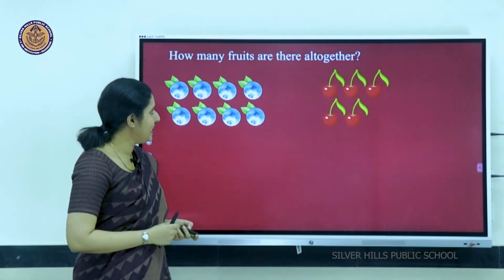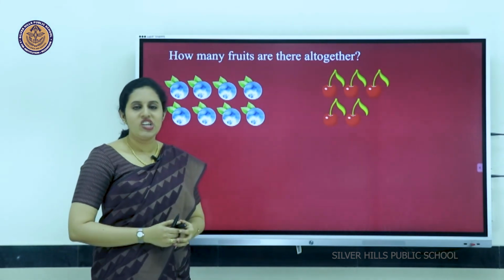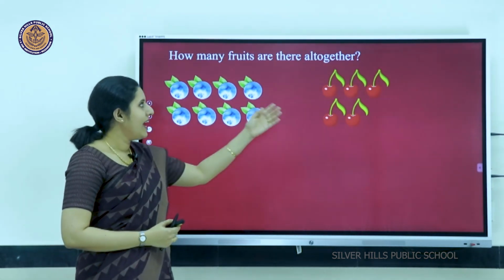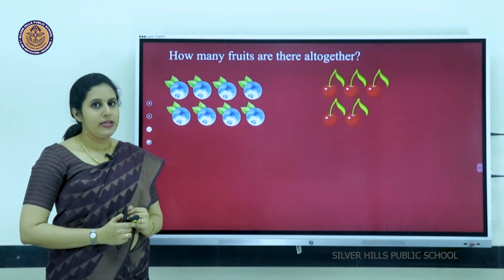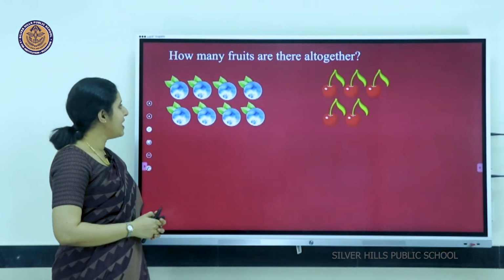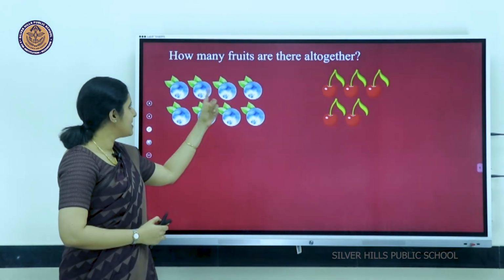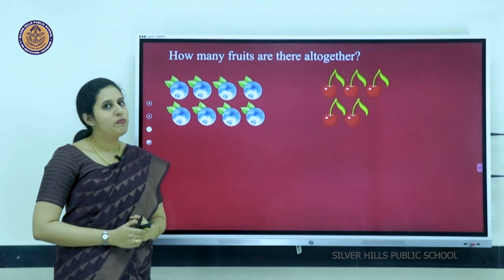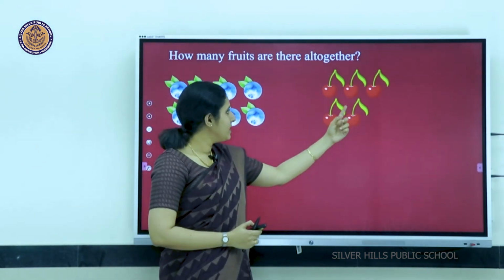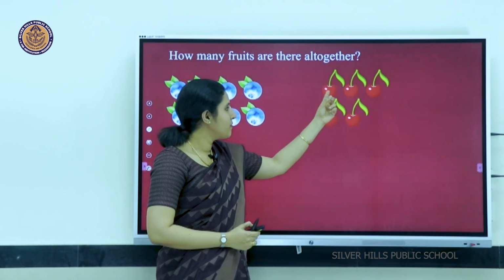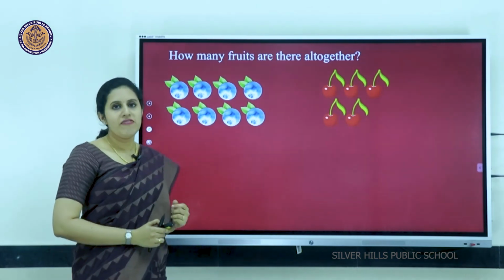As you can see on the screen, these are blueberries and those are cherries. So, we have blueberries and cherries here, and you are asked how many fruits there are altogether. Shall we see how many blueberries are there? 1, 2, 3, 4, 5, 6, 7, 8. 8 blueberries are there. And how many cherries are there? Let's see. 1, 2, 3, 4, 5. 5 cherries are there. 8 blueberries and 5 cherries.